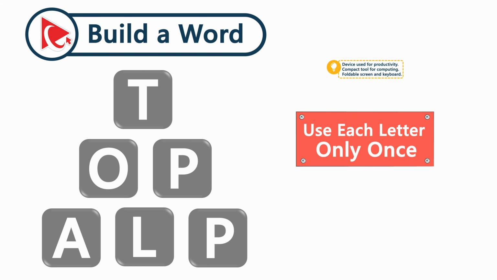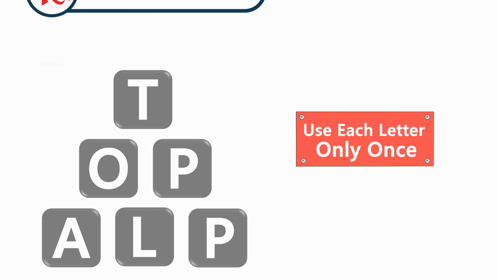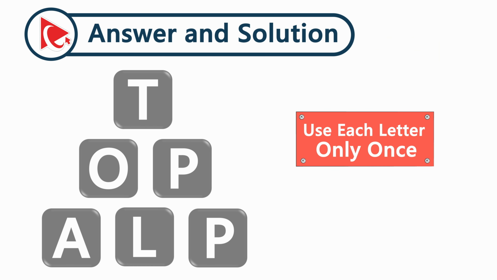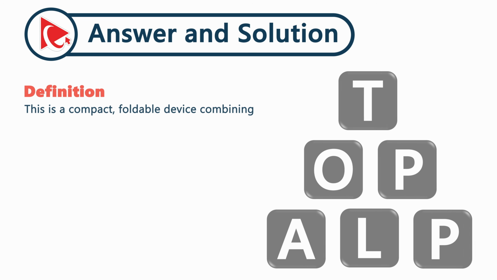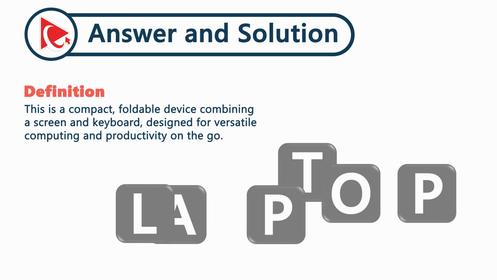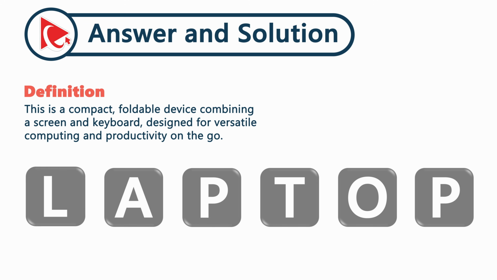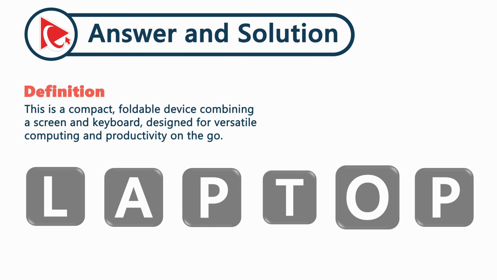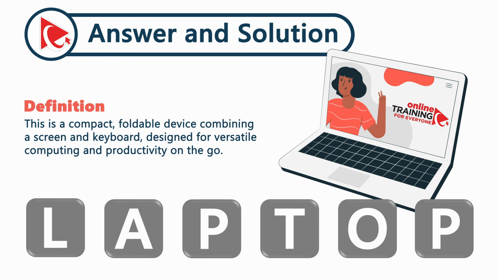Time's up. Do you have your answer ready? I hope so, because you would be amazed how simple the answer actually is. In fact, what is compact, a foldable device combining a screen and a keyboard designed for versatile computing and productivity on the go? The answer is laptop. Let me spell it for you. L-A-P-T-O-P.